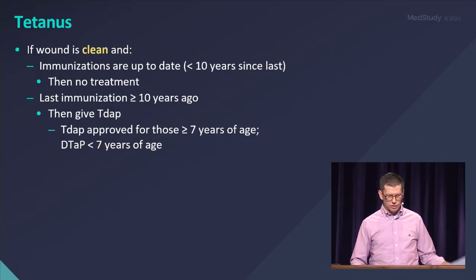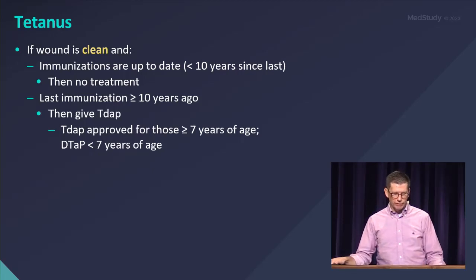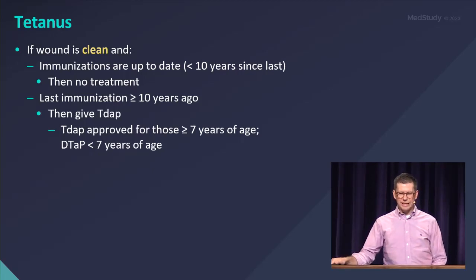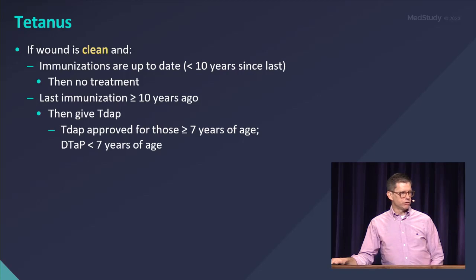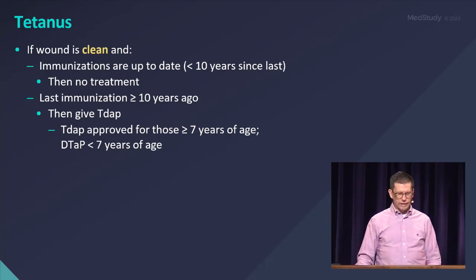We'll talk about this, right? You're going to have maybe one question on this, but it's probably going to be on every board exam until whenever. If the wound is clean and the immunizations are up to date, meaning less than 10 years since the last one, you don't need any treatment. If the immunization has been at least 10 years ago, then you want to give a vaccine. If they're less than 7, you give DTaP. If they're at least 7, you give Tdap. Right? If the wound is clean.